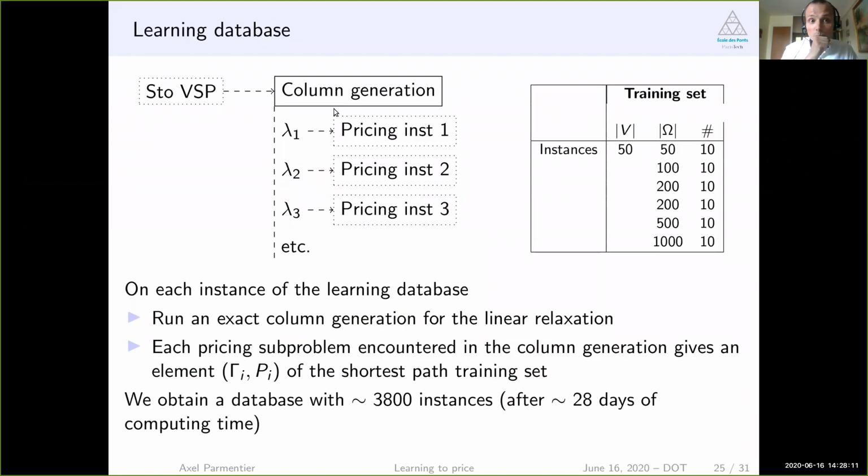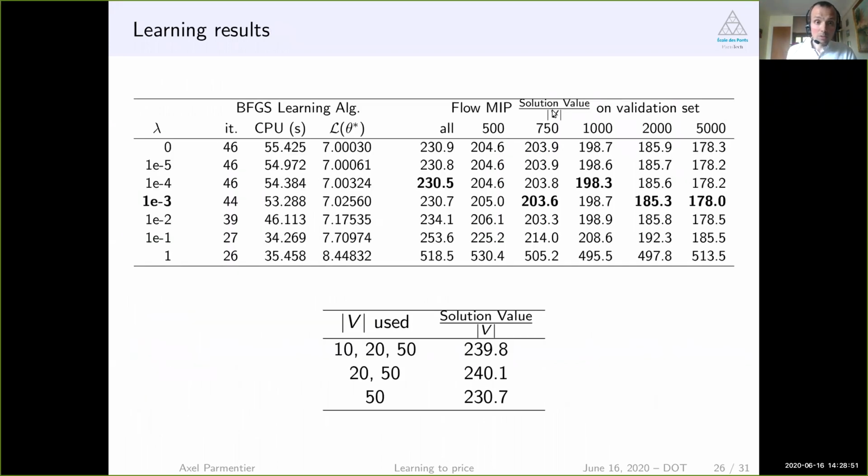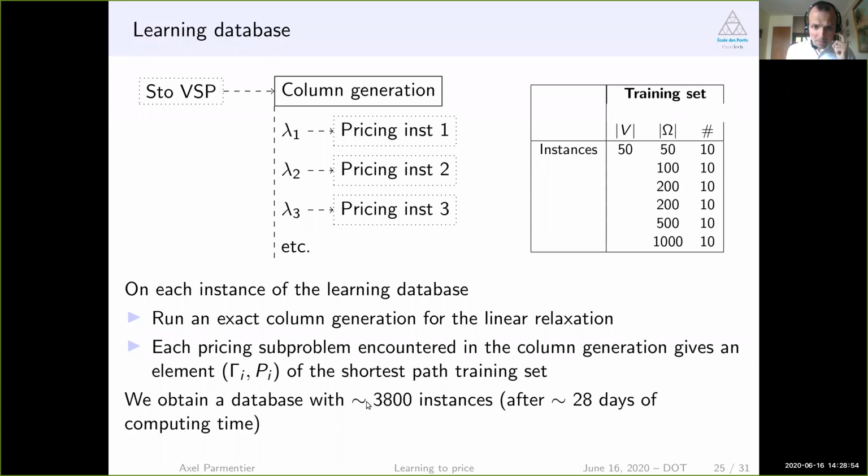To summarize what we do next, we take the instances of the stochastic vehicle scheduling problem. We run an exact column generation on each of them. We store all the pricing subproblem instances we encounter along the column generation. This builds our training data set as a shortest path problem. And we use the algorithm I have just presented to learn the theta that will approximate well the pricing subproblem by a usual shortest path problem. And in fact, we can use the theta that we have learned also to approximate the master problem instances by a flow problem.